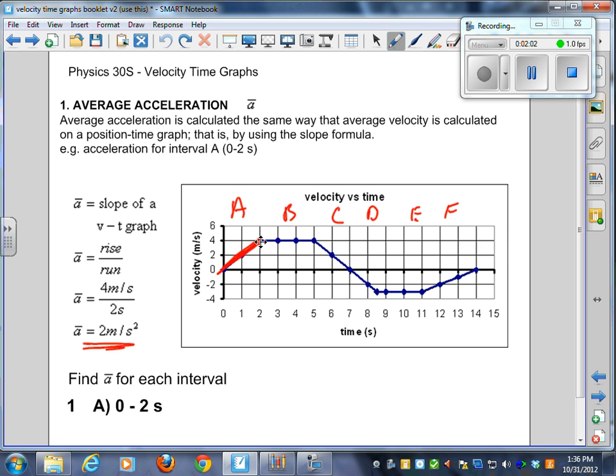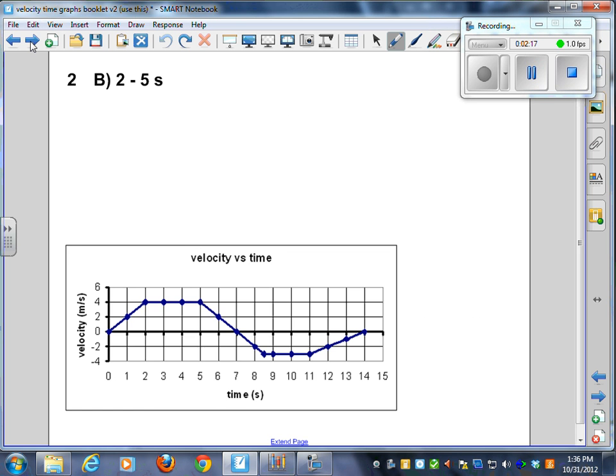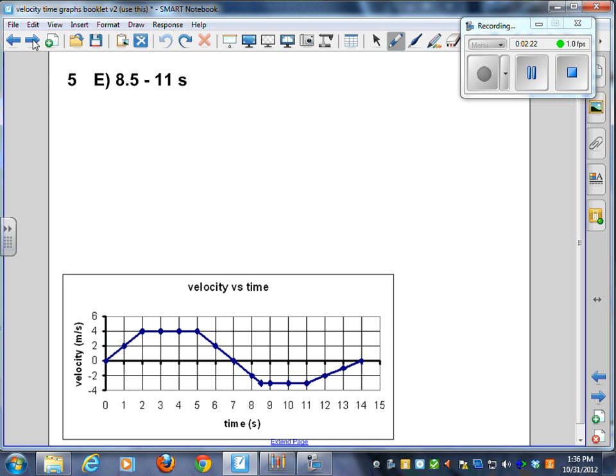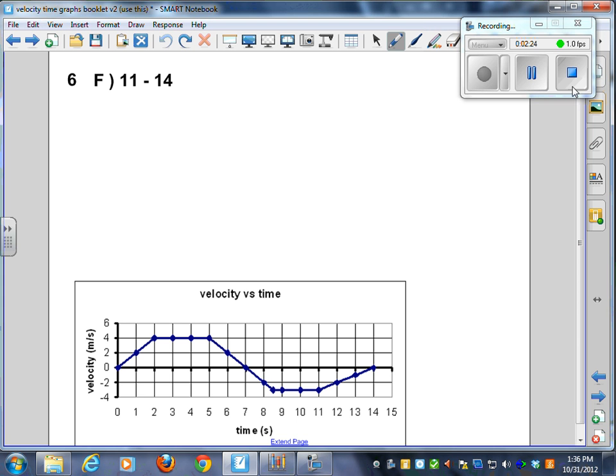Okay, so I would like you to find the average acceleration for each interval, A, B, C, D, E, and F. If you need to, you might want to number them 1, 2, 3, 4, 5, 6, in case you can't make that jump. You just put in the number. Okay, so 1 to 6 is F, and then pause there, and then I'll give you the next ones.